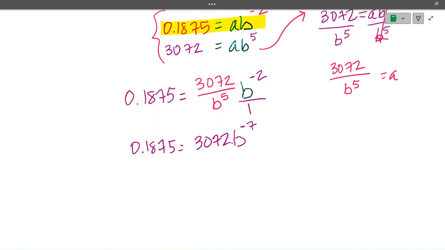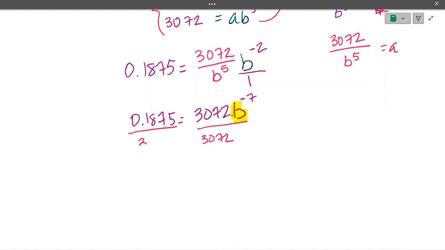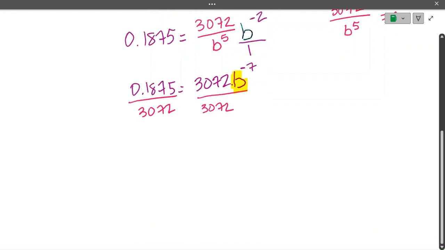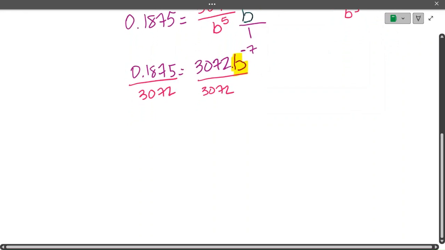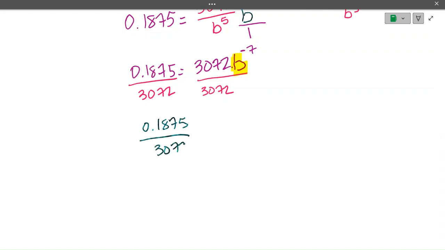All right. If you need more help on that, I have a video on how to deal with negative exponents, so go check that out. I'll link it below. Okay, and now our goal is to get b all by itself. So I'm going to divide both sides by 3072 as a first step. Okay, because that's the only thing I can do because that -7 power is attached to b, and I have to have b on its own side before I deal with that. This is going to be a really yucky decimal, so I'm going to just leave this fraction as is. And I'm going to say that this equals b to the -7 power.